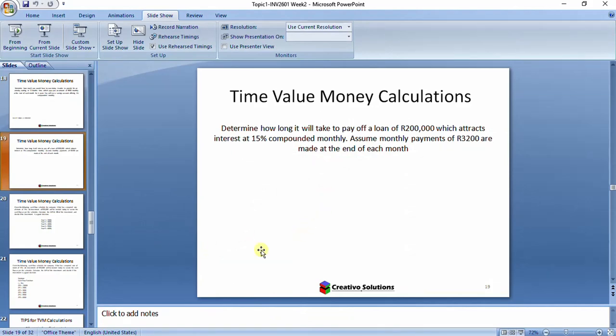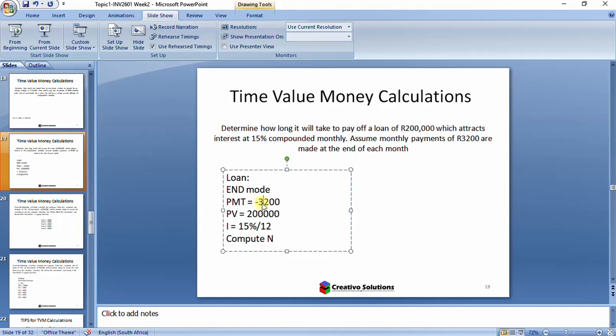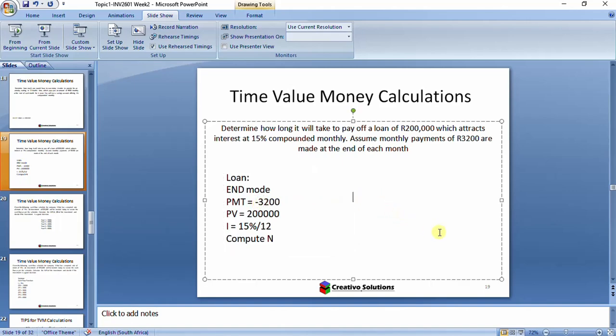So the answer for this one is, I see I haven't inserted the answer for this one. I'm going to be doing this calculation separately just so I can insert the answer for it for you.